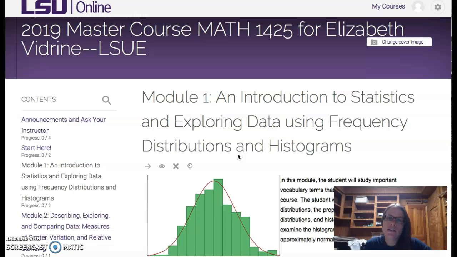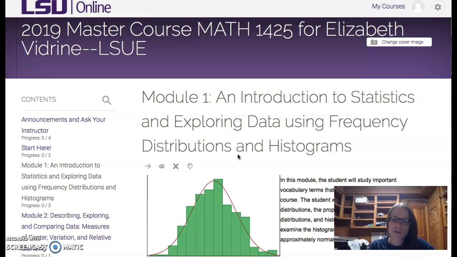You're going to look at how to create a frequency distribution given a data set, and you're also going to look at how to interpret a frequency distribution given information or asked certain questions. And then the very last part is histograms, which is basically a picture of a frequency distribution.